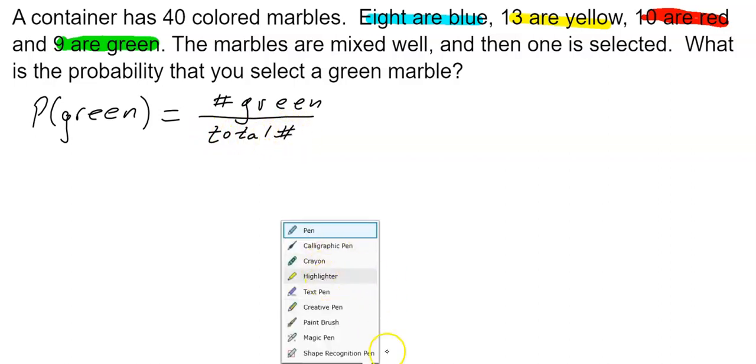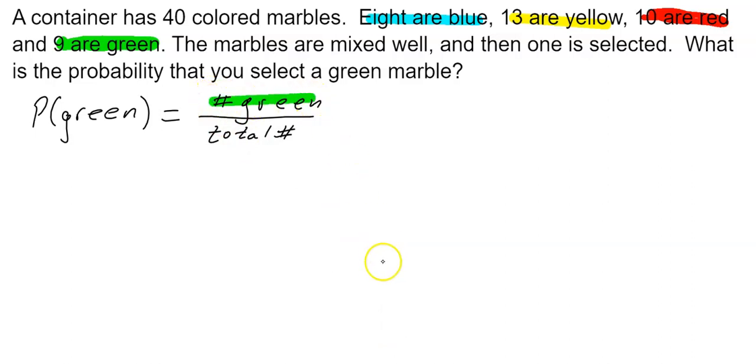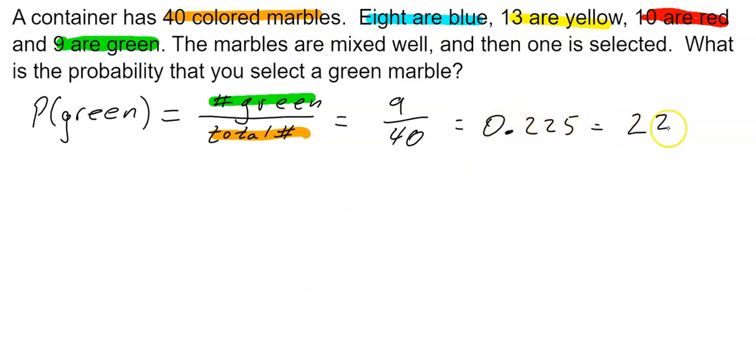All right, so when we look at this, we need the number of green marbles, and we need the total number of marbles, which is right there. There are 40 colored marbles. So when I do green over total, that is 9/40. And that is a great way to write that as a fraction. I can also write it as a decimal, which would be 0.225, or I could write it as a percent, 22.5%. Boom, easy peasy. That is a probability.